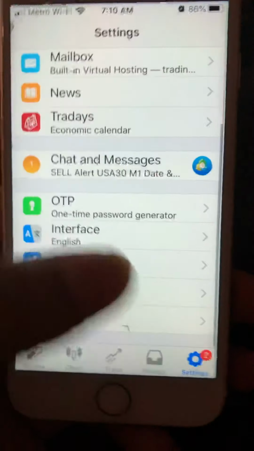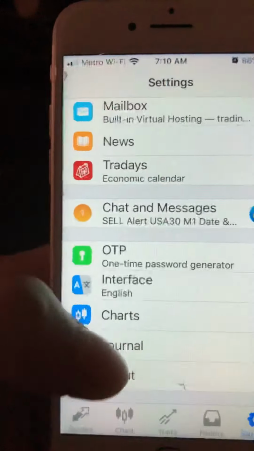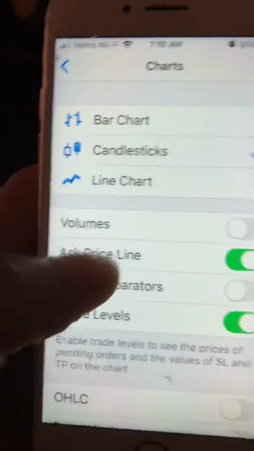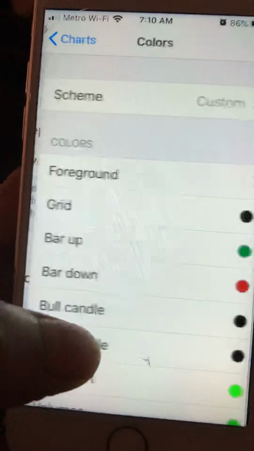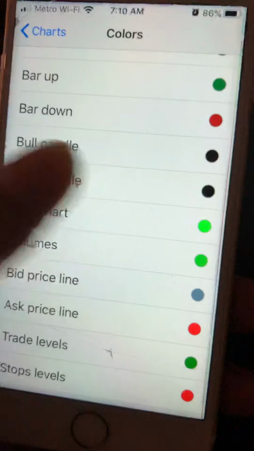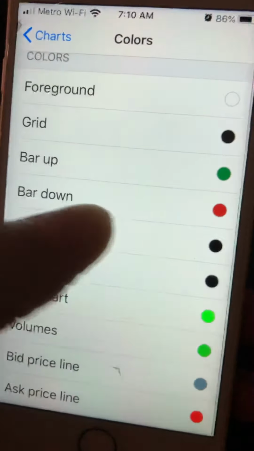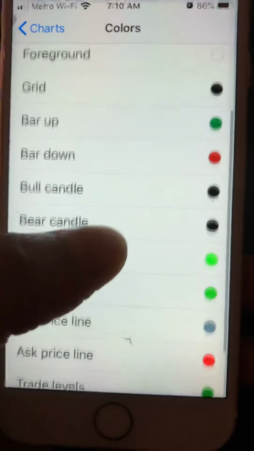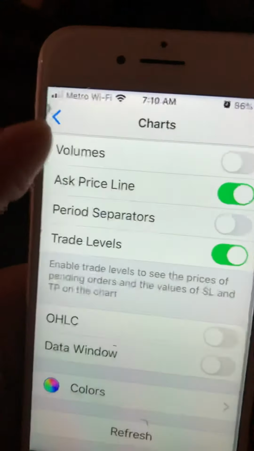And here's settings. In settings, you can change the color of your charts. Candlesticks is what I recommend you put on, and then you can change the colors. You can change the color of your bars. I'll only change the bar up and the bar down, and leave the bull candle and the bear candle black. Just copy it like mine, and you should have a nice looking chart.